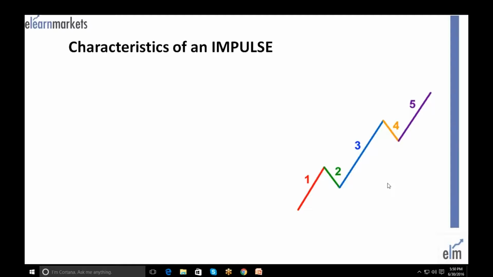Yes, Conrad, that is correct. Impulse, correction, and then impulse in the same direction as previous. Yes.